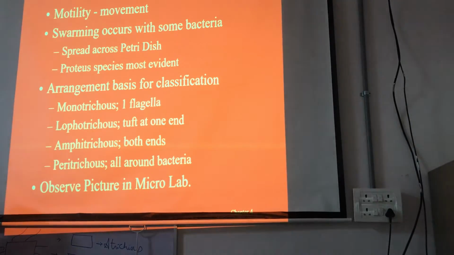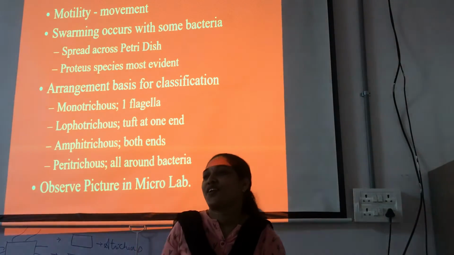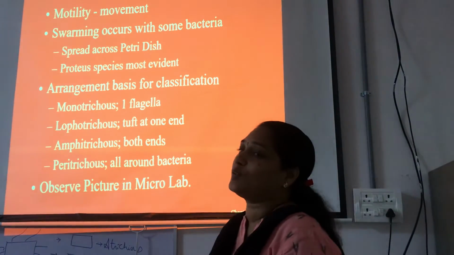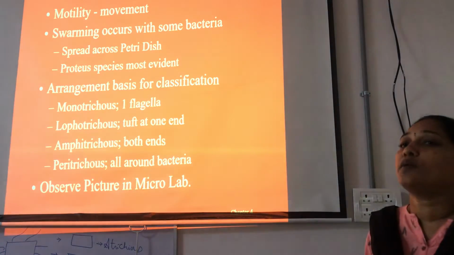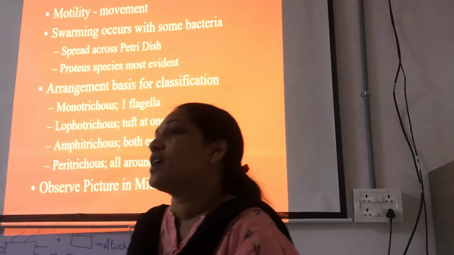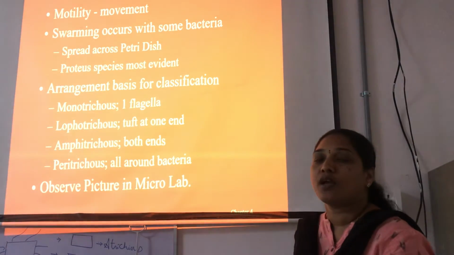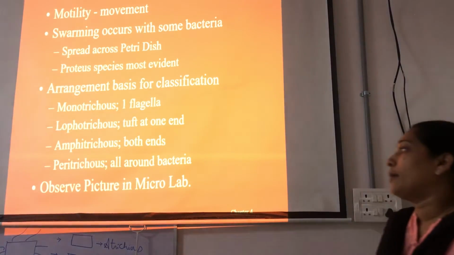You can just imagine which will be the fast moving bacteria. Which one can move fast? Peritrichous. Very good. E. coli is the best example, where it has peritrichous flagella. Around the cell, totally around the cell, you have the flagella, which help in the movement of the bacterium.